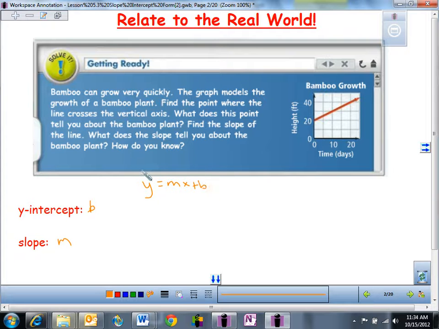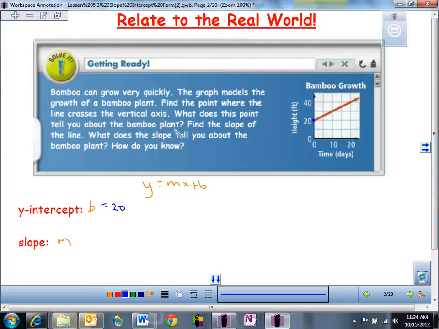So reading the question, it says, bamboo can grow very quickly. The graph models the growth of a bamboo plant. Find the point where the line crosses the vertical axis. What does this point tell you about the bamboo plant? So here's the vertical axis and where it starts. So it starts at 20. So before the bamboo starts to grow, it starts at a height of 20 feet. So its y-intercept is 20.